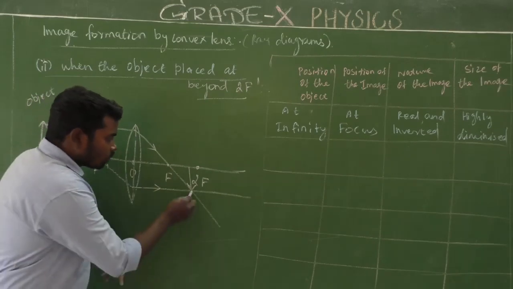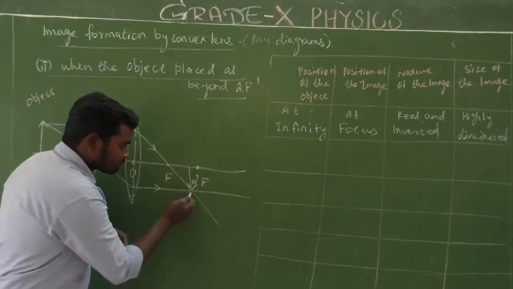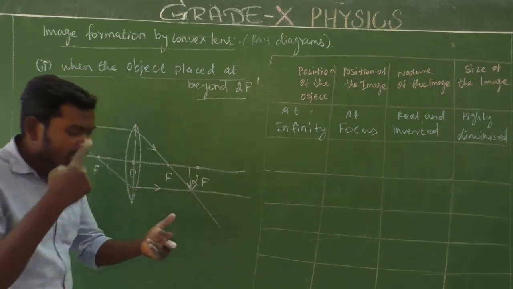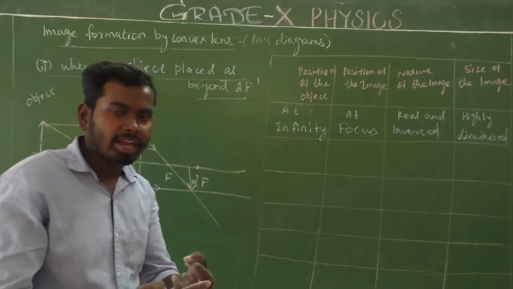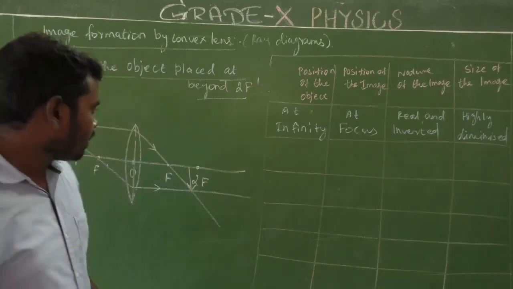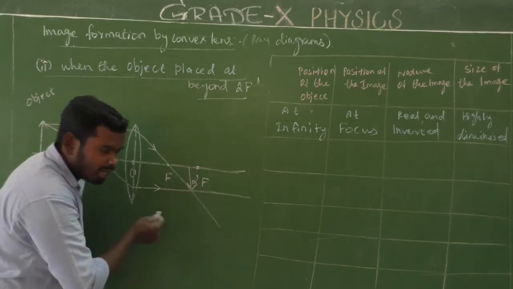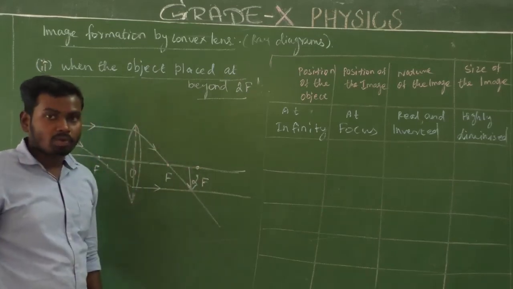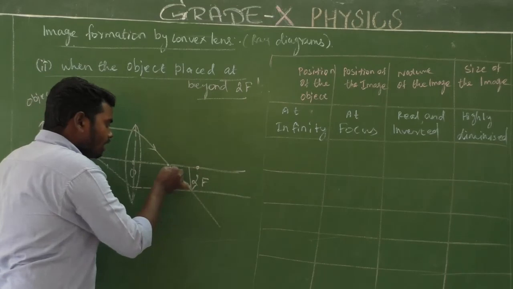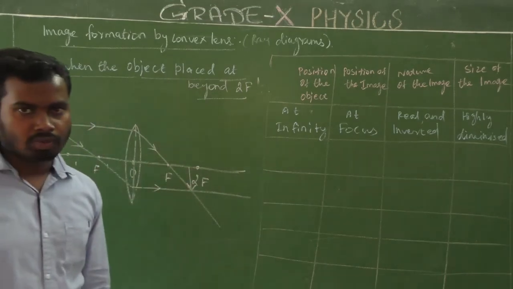So here, two refracted rays meet at a point. Whenever two refracted rays meet at a point, there will be image formation. Am I right? So the image is formed between 2F and F. Where? Between 2F and F. Is it clear? Yes, very simple.